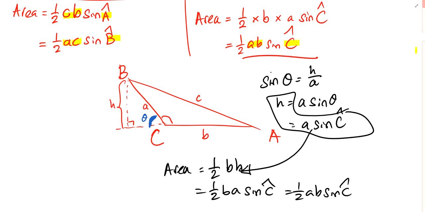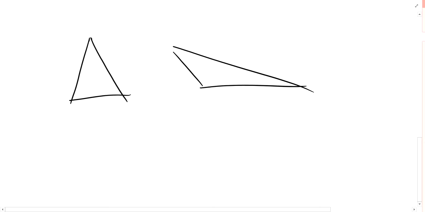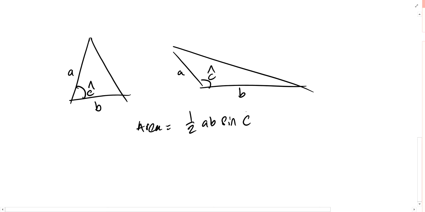In summary, I don't care what your triangle looks like. Whether it is an obtuse angle triangle, equilateral, isosceles, whatever it is, as long as you have two sides and the included angle, I can find the area by using half AB sine C. Okay? So we will practice one question, simple one.